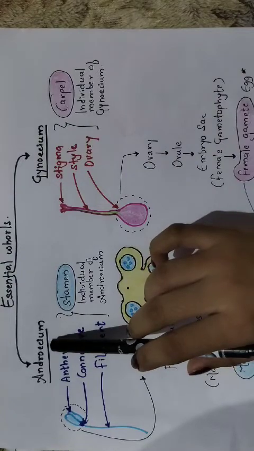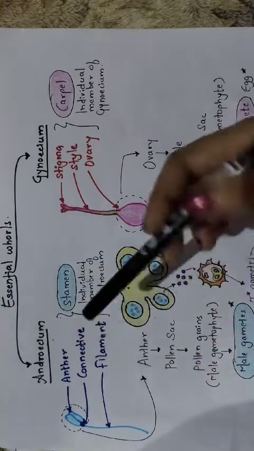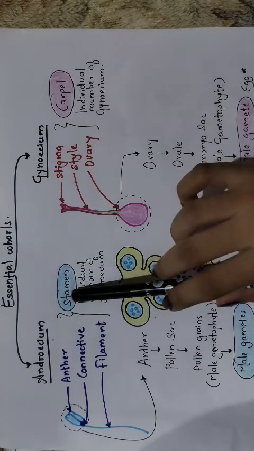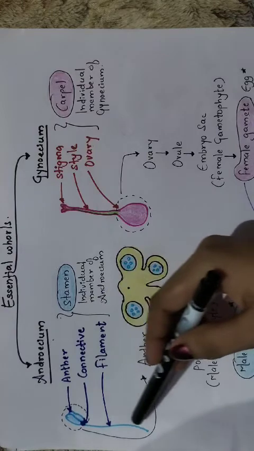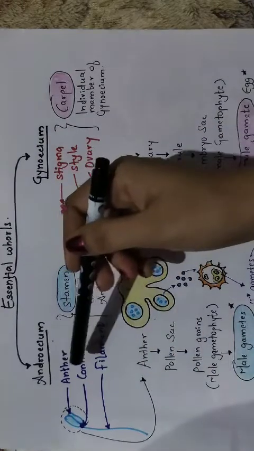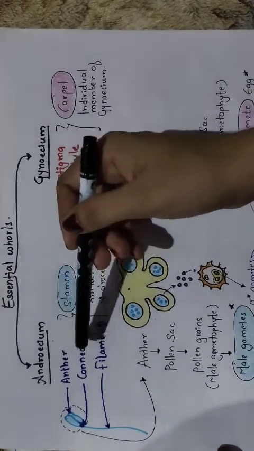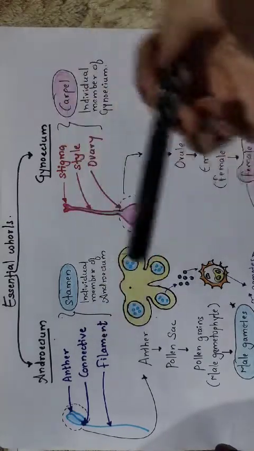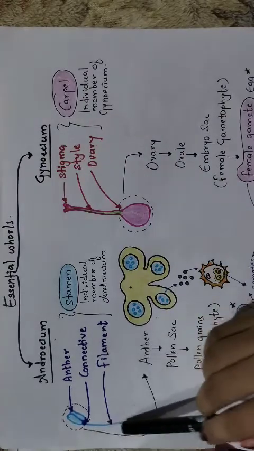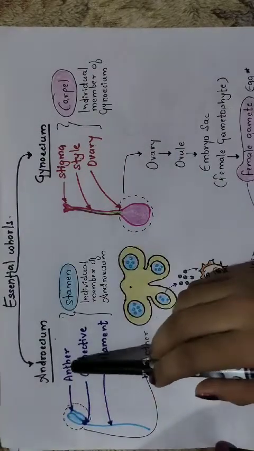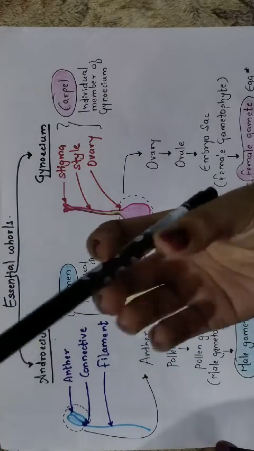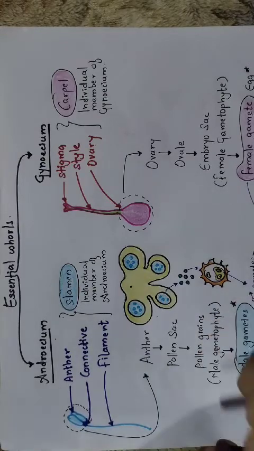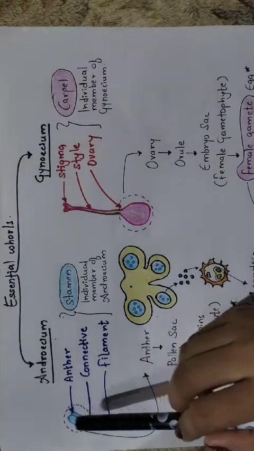The androecium is the male reproductive organ, and as I have told you before, the individual member of the androecium is a stamen. Here you can see the diagram of the stamen, which consists of three parts: the upper anther, in between the connective, and the lowermost part, called the filament. The filament is nothing but the stalk which raises the anther in the flower, and the connective is the in-between part, the point of attachment between the anther and filament.